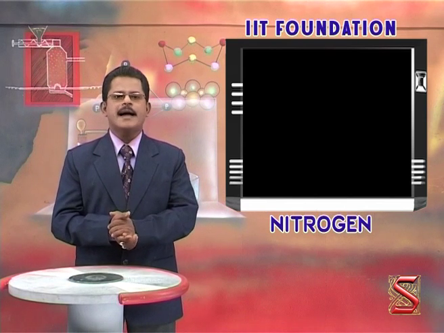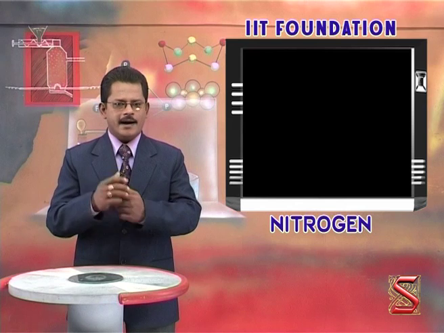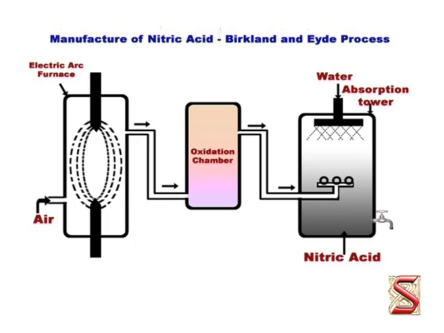Manufacture of nitric acid by Birkeland and Eyde process. Let us see the manufacture of nitric acid in the Birkeland and Eyde process. Here we have an electric arc furnace which is fitted with two electrodes through which electricity is passed. Through this inlet, air is sent inside.